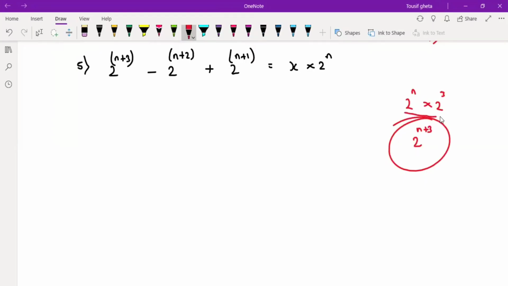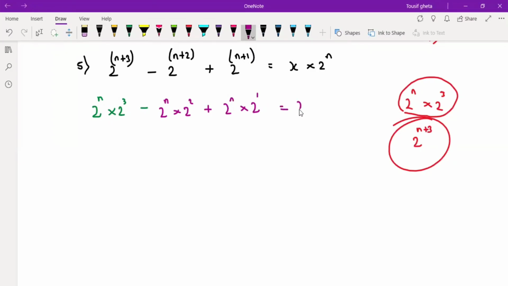We have to write down in the form of 2 to the power of n into 2 to the power of 3. Right. So let us write down 2 to the power of n into 2 to the power of 3 minus, same thing with all the exponential values, 2 to the power of n into 2 square plus 2 to the power of n into 2 to the power of 1. If you want, or else you can write it as just 2. Okay, is equal to x into 2 to the power of n.